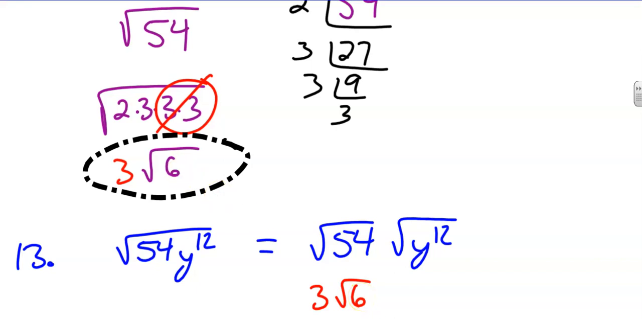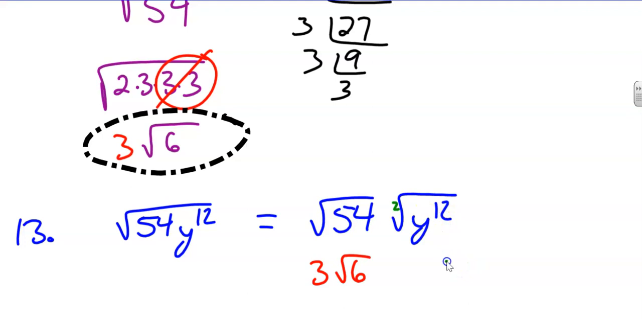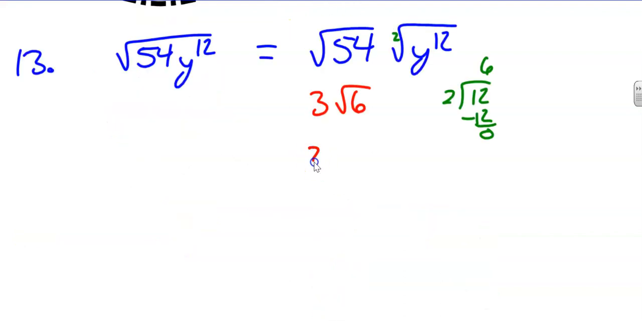For the second part, again, it is square root, which means the index is 2. If you take 12 and divide it by 2, it goes 6 times evenly. So we're going to take 6 y's and put them on the outside. There's going to be no leftovers on the inside. So this would be 3, we're going to have y to the 6th on the outside, and we're only going to have the square root of 6 on the inside.